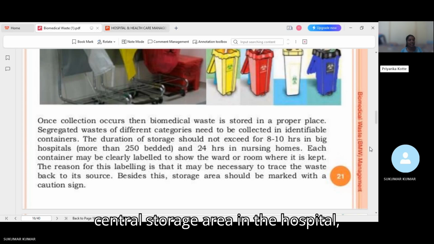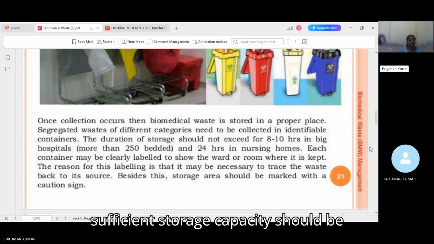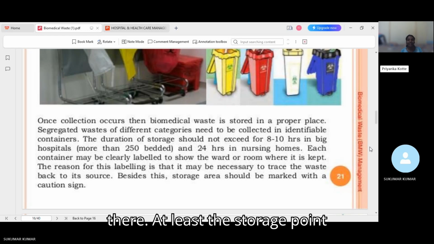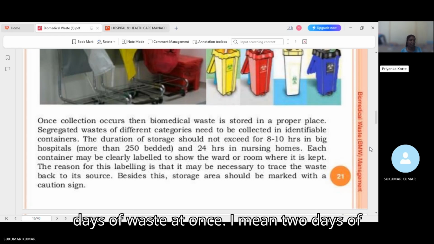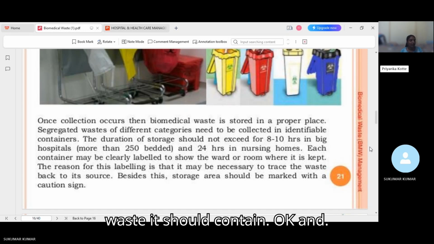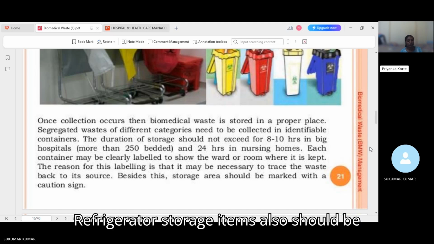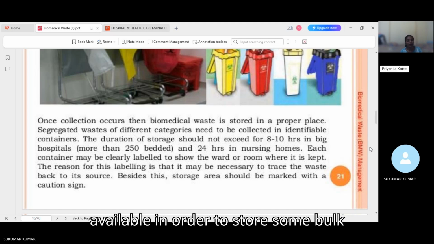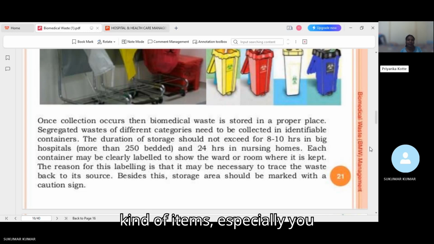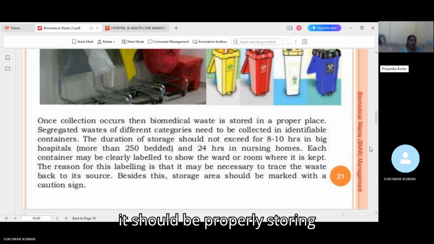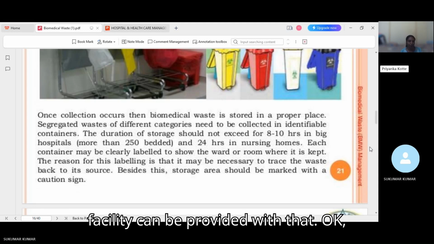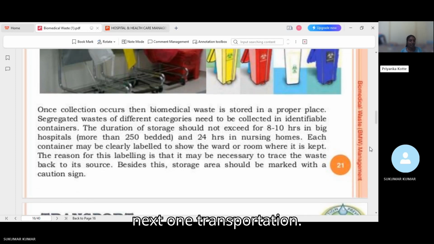The central storage area in the hospital should have sufficient storage capacity. At least the storage point should contain space for collecting 2 days of waste at once. I mean, it should contain 2 days of waste. Okay, and refrigerator storage should also be available in order to store bulk items, especially human anatomical waste. So a proper storing facility can be provided for that. Okay, next one, transportation.